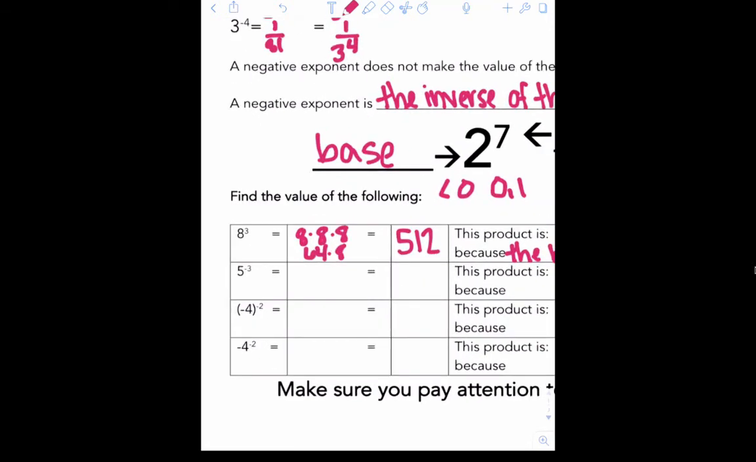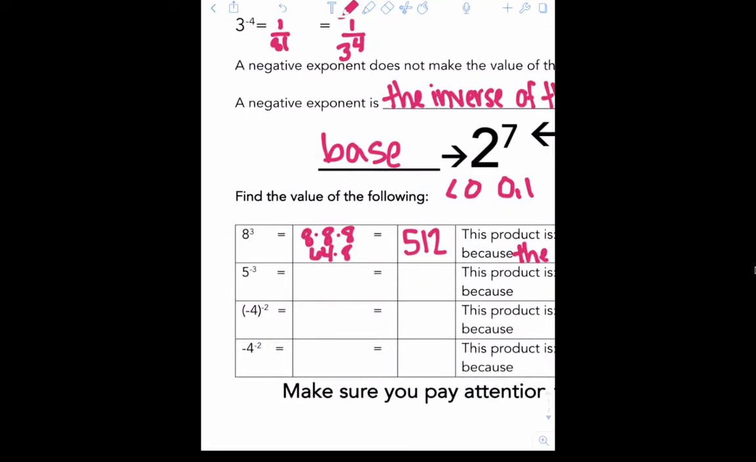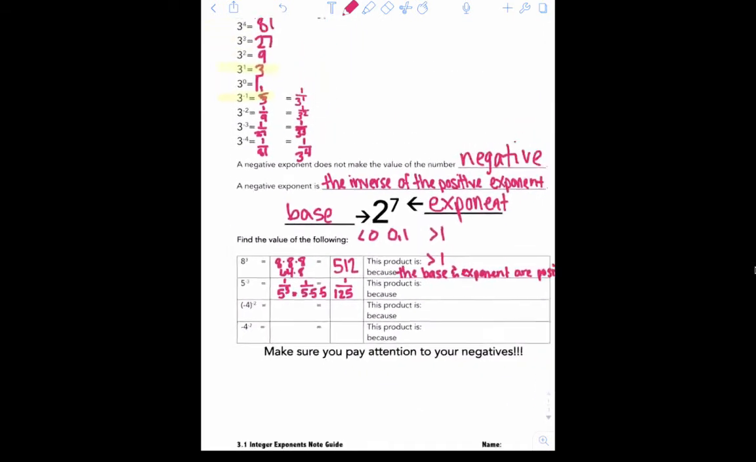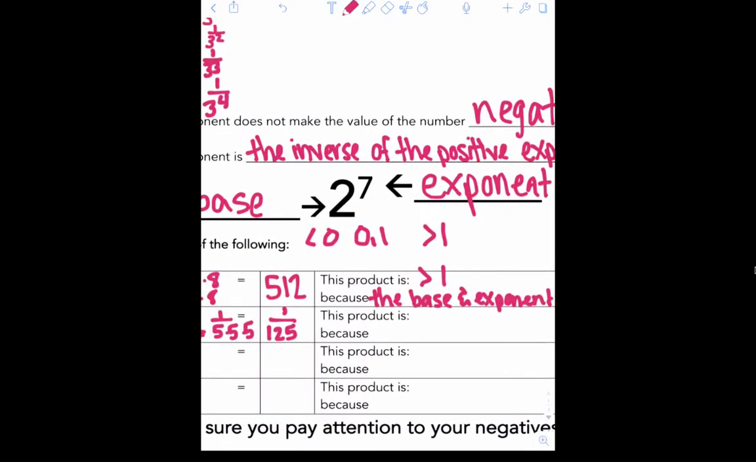Now let's look at 5 to the negative third. That's the inverse of 5 to the third. So I'm going to write it as 1 over 5 to the third. And then 5 to the third is 5 times 5 times 5, which is 125. So the value of this number is 1 over 125. So 1 over 125 is between 0 and 1.